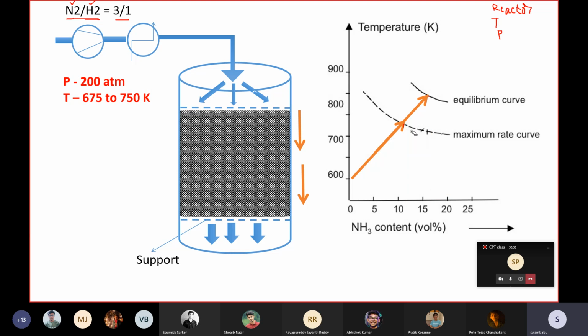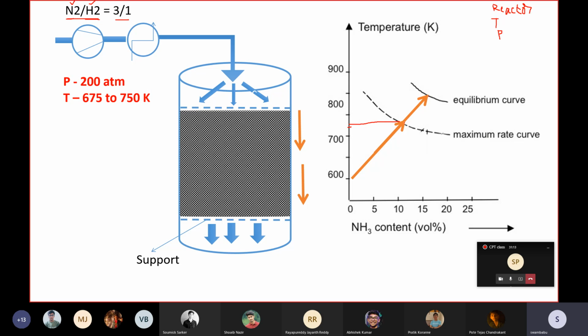Here we don't want the temperature to go to this point, because if it is crossing the maximum rate curve, even though we achieve the equilibrium curve, the rate is lower, so we don't prefer it. We don't want the temperature to go beyond this. But if we let the reaction happen, the temperature will go above this.